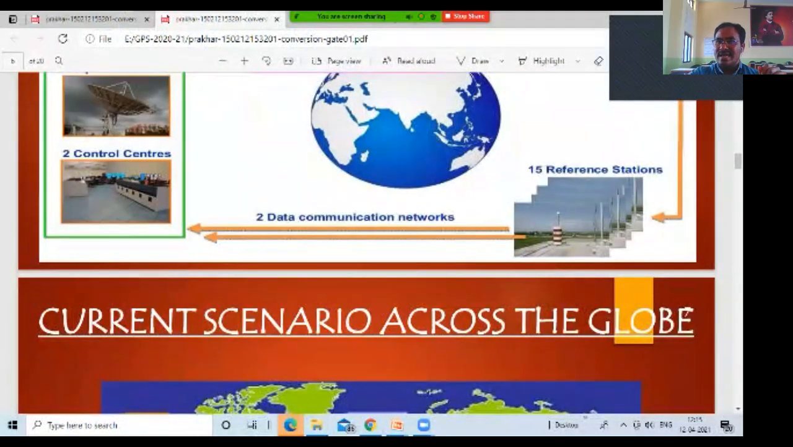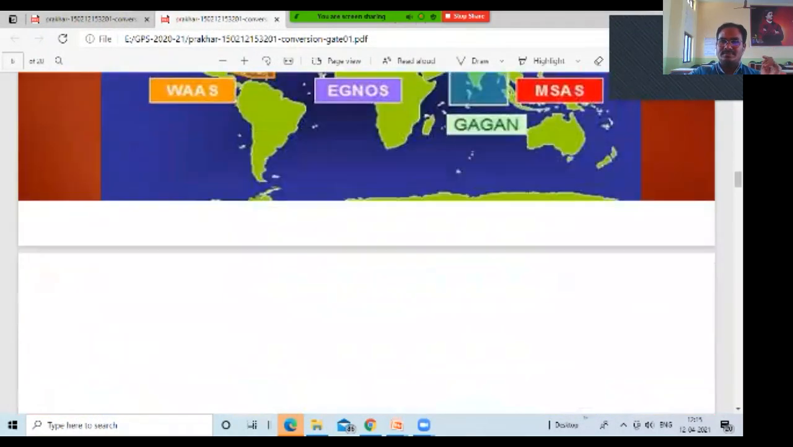So control centers and reference stations, for them it is not wireless, it is a wired fiber optic communication. Cables are connecting these master control stations and the reference stations. Please remember this. For that, wireless communication is not required. Only the wired communication, which will use the fiber optic cables.